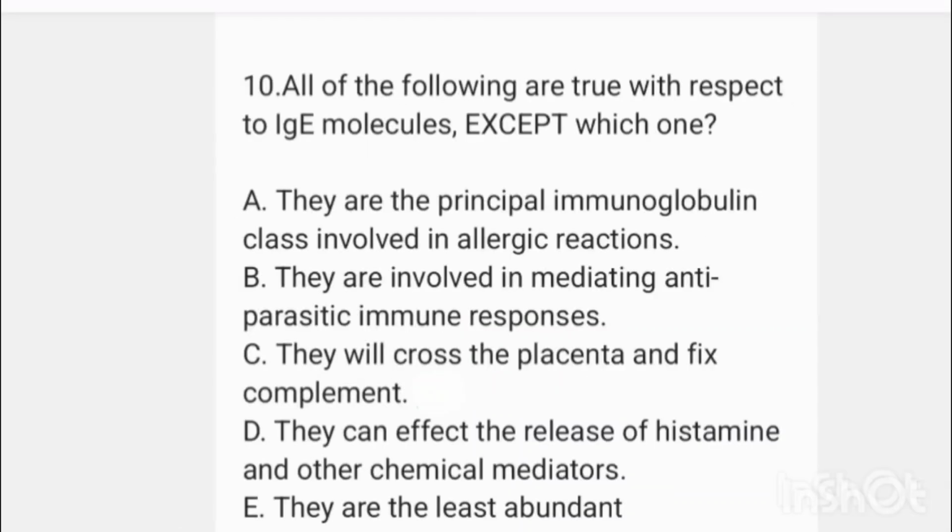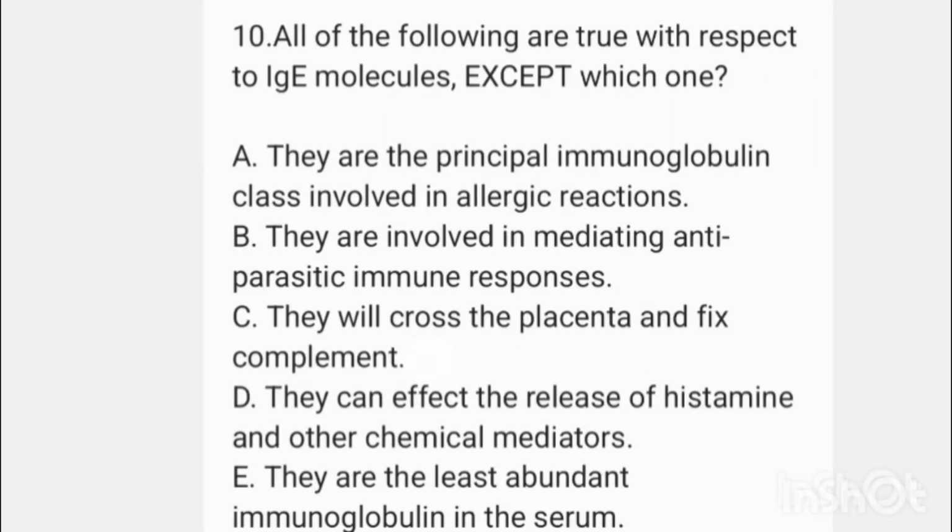10th question. All of the following are true with respect to IgE molecule except which one? Options A. They are the principal immunoglobulin class involved in allergic reactions. B. They are involved in mediating anti-parasitic immune responses. C. They will cross the placenta and fix complement. D. They can affect the release of histamine and other chemical mediators. E. They are the least abundant immunoglobulin in the serum.